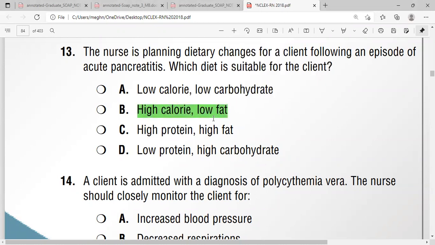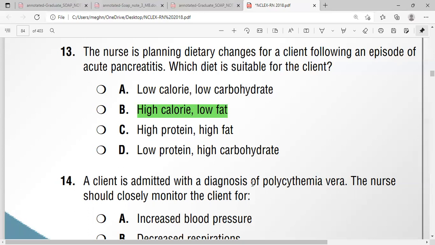Why? The client is recovering from acute pancreatitis, and the client needs a diet that is high in calories and low in fat. Answer A, answer C, and answer D are incorrect because they increase the client's discomfort.